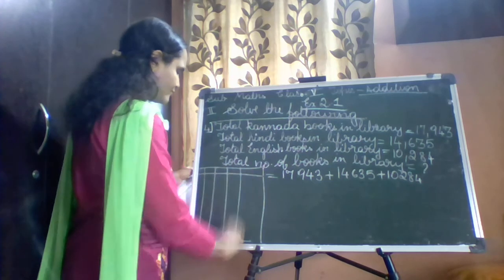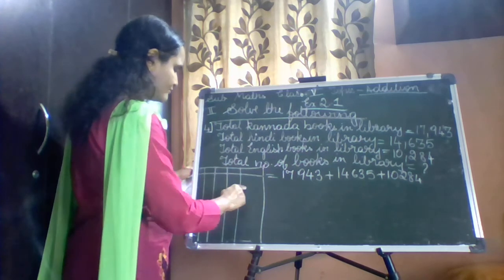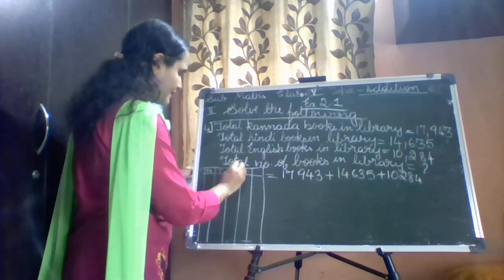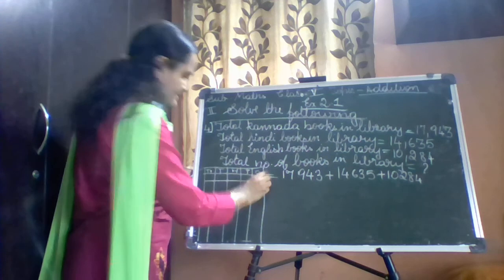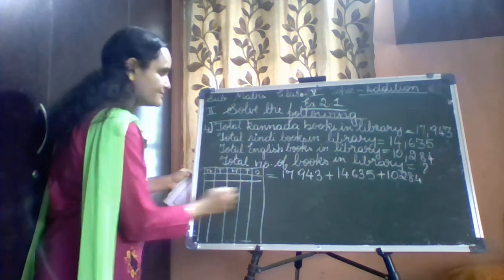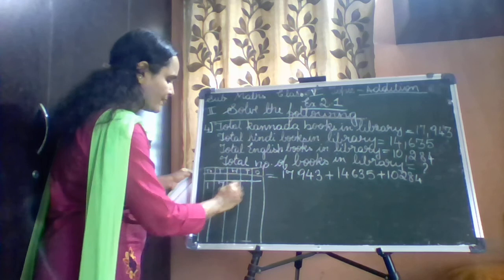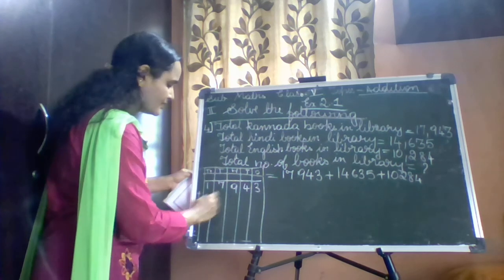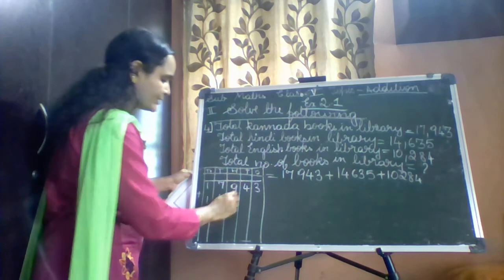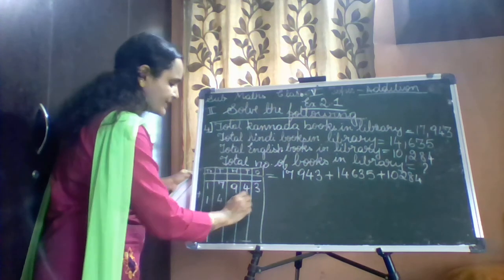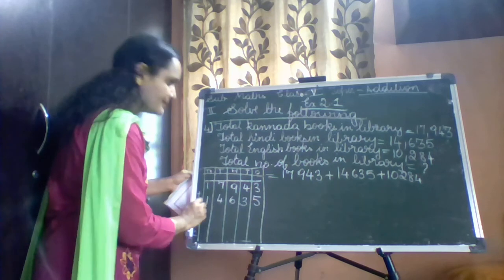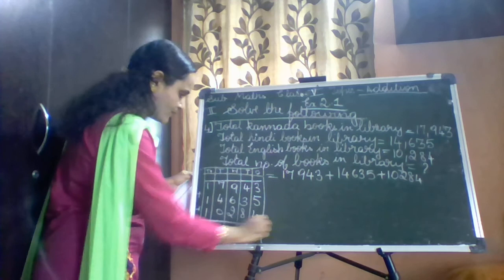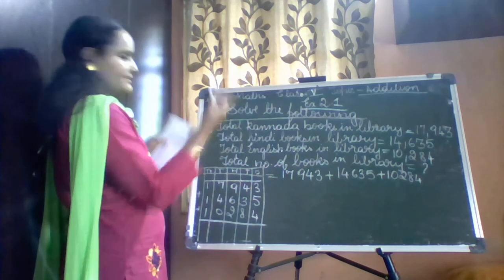So now write it in a vertical way. 10,000, 1,000, 100, 10 and 1s. Leave the first one blank. Now write all the three numbers. 17,943 plus, you can write it this way also. I told you in the before sum also. 14,635 plus 10,284.